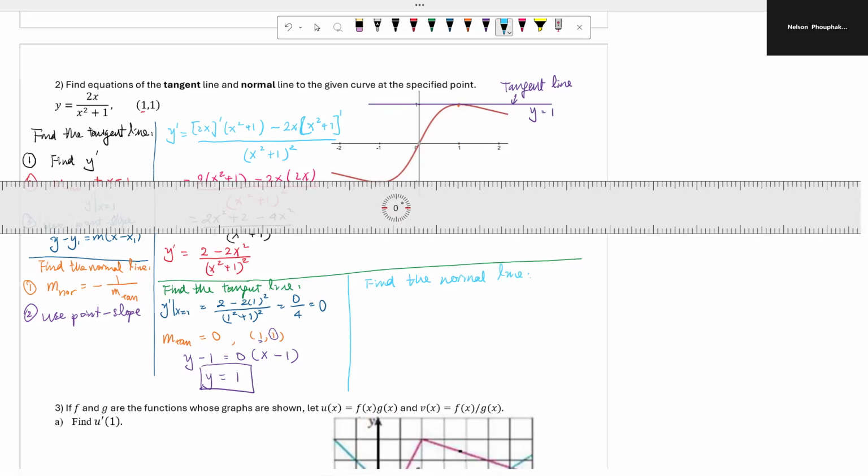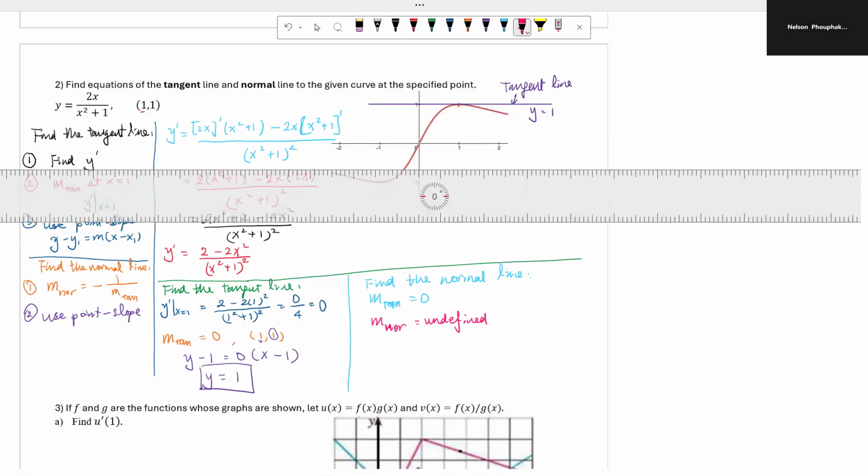Okay. Then if the slope of the tangent is equal to 0, wow. Meaning the slope of the normal, it will be what? It will be undefined, isn't it? Because it's 1 over 0. Okay. So if it is undefined, well, then let's see.